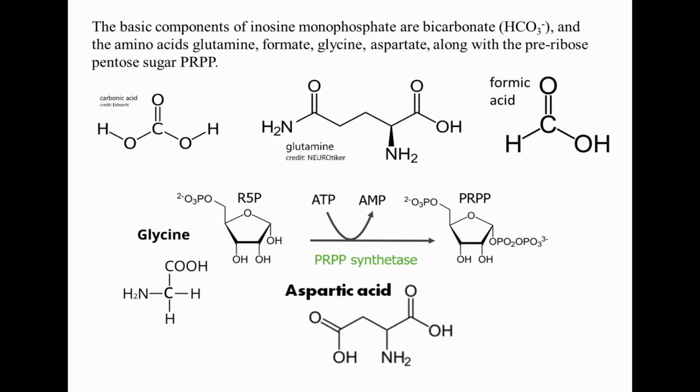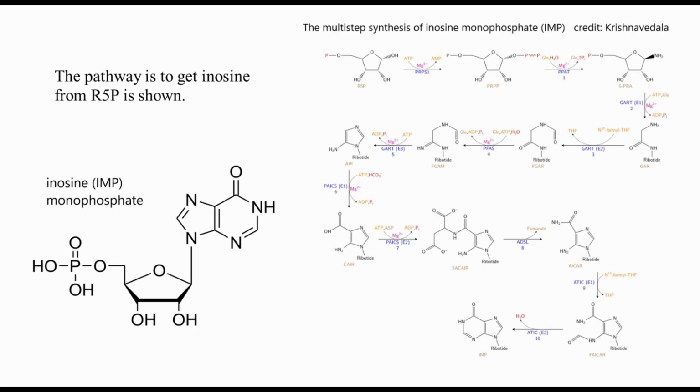The basic components of inosine monophosphate are bicarbonate, HCO3-, and the amino acids glutamine, formate, glycine, aspartate, along with the pre-ribose pentose sugar, PRPP. To synthesize guanosine from inosine, first assemble inosine monophosphate, IMP, from its basic components in a 10+ step process.